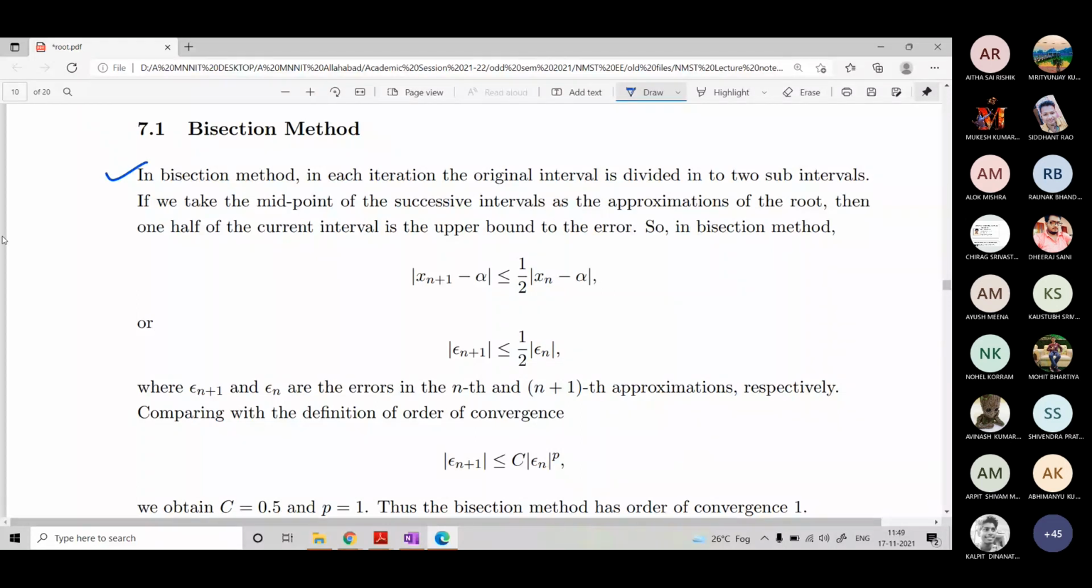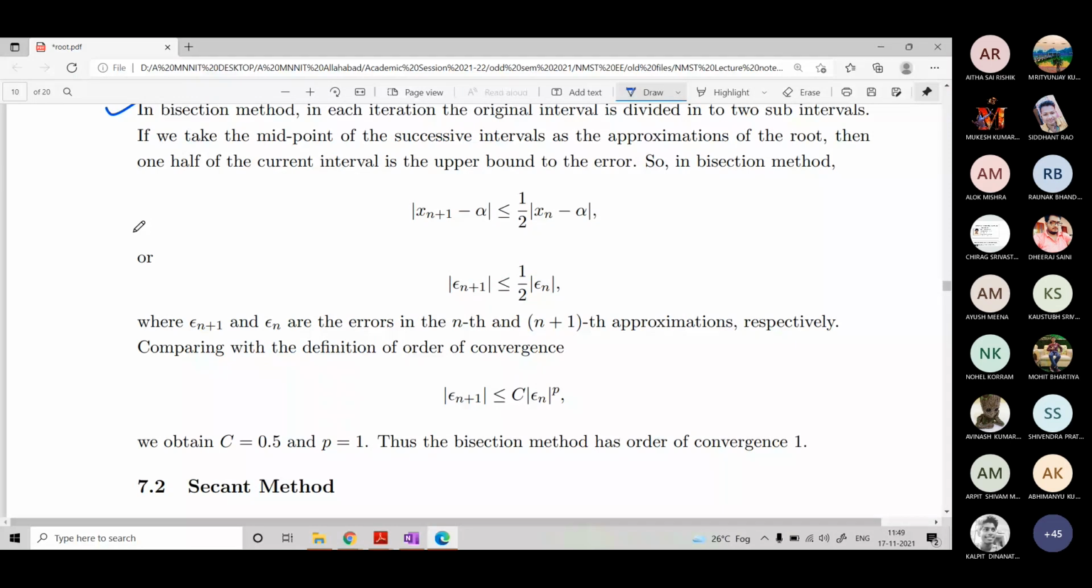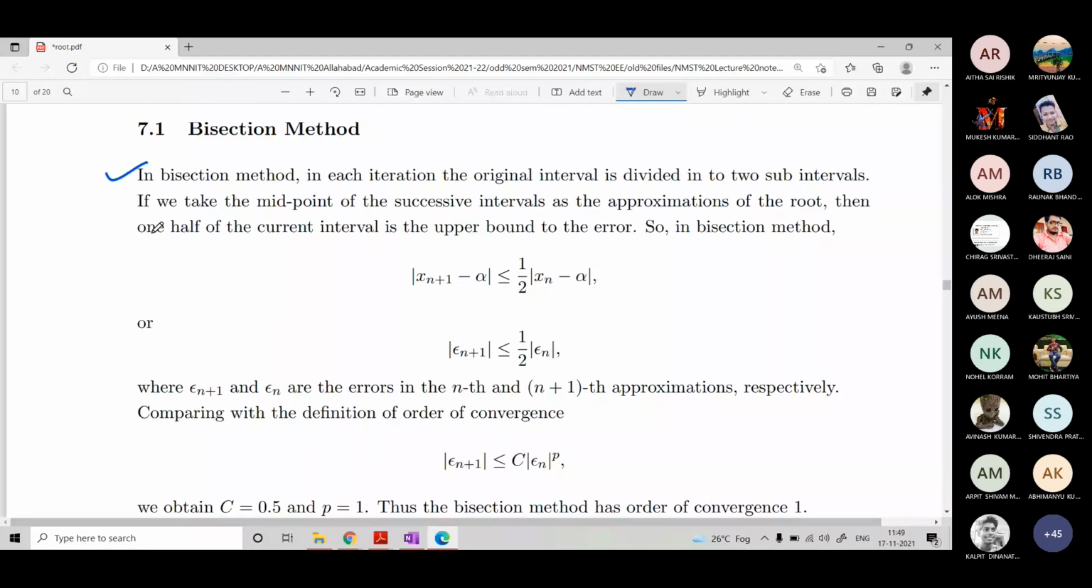So in the bisection method, what do we do? In each iteration, what is happening? The length of the interval becomes half of the length of the interval in the nth iteration. If the length of the interval in the nth iteration is L, then what is the length of the interval in the n plus 1th iteration, which contains the root? L by 2. So in each iteration, the length of the interval which contains the root becomes half.